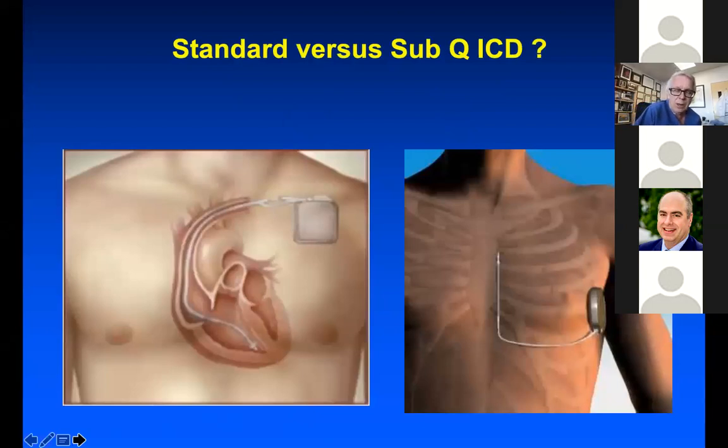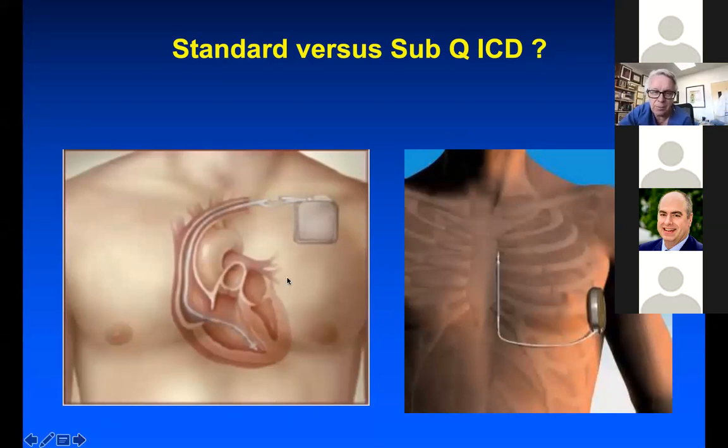Then the question becomes, should you get a sub-Q or a standard defibrillator? We're currently doing a study of the sub-Q device. I think we have 49 patients enrolled. We need one more. So if any of you have put a sub-Q device in an ARVD patient, we'd love to have that patient join our registry and be part of this little study. We can get across the finish line with 50.